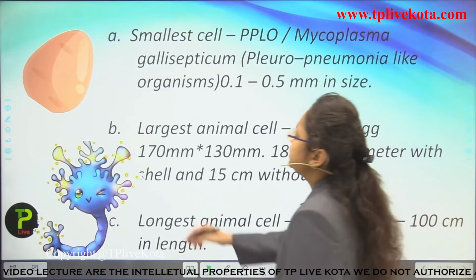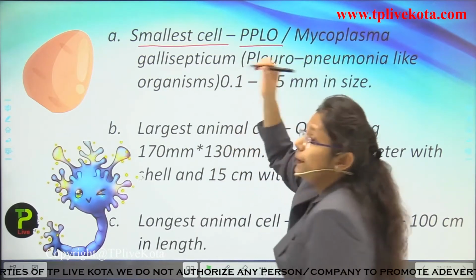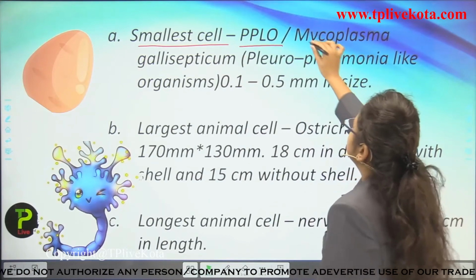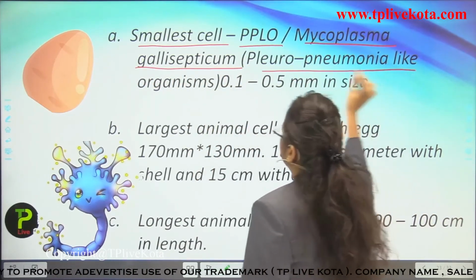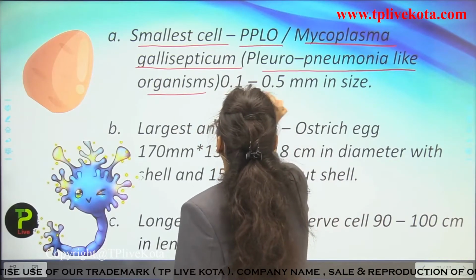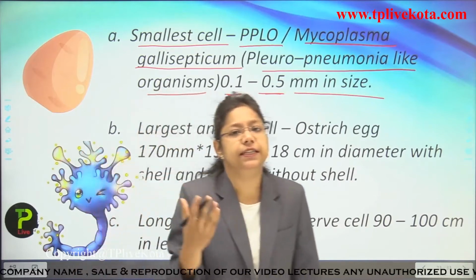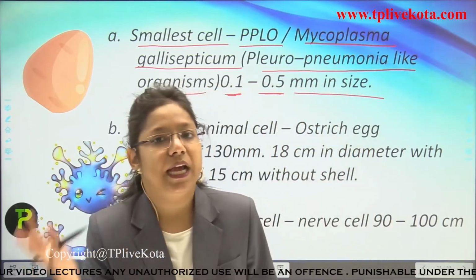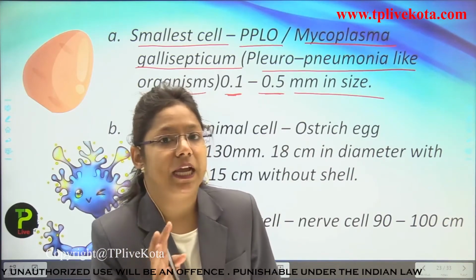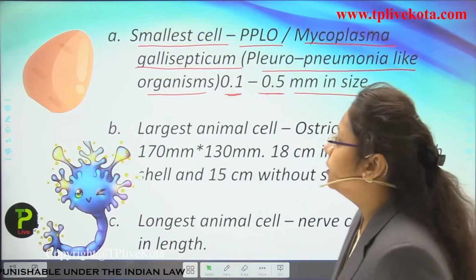The smallest cell is the pleuropneumonia-like organism, PPLO, also known as Mycoplasma gallisepticum. Pleuropneumonia-like organisms are 0.1 to 0.5 micrometer in size. So you are seeing this is a great variation in size. PPLO are the smallest cells present on our earth.